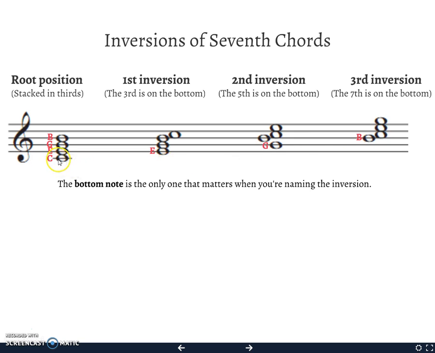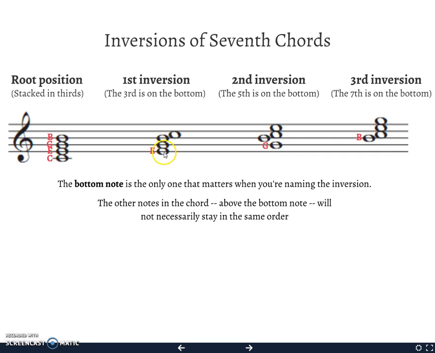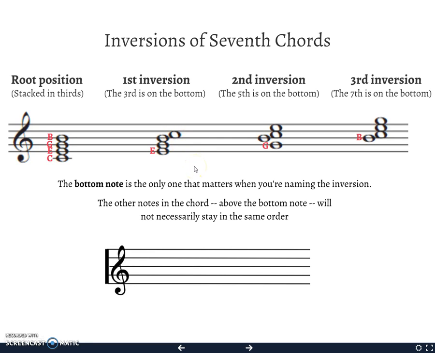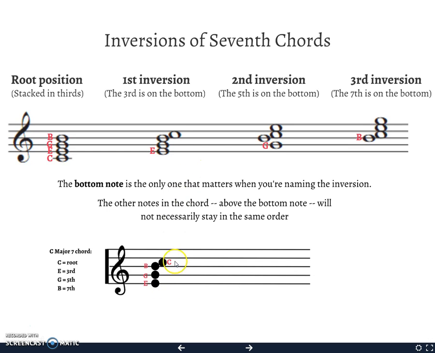The bottom note is the only one that matters when you're naming the inversion. The notes that are above the bottom note can be in any order. They're not always going to go E, G, B, C. Here's some examples. So this chord is this one. Everything's in the same spot. But you could also put it like this, and it is still a first inversion chord because E is still the lowest note. G is not the next note. G is way up here. That's fine.